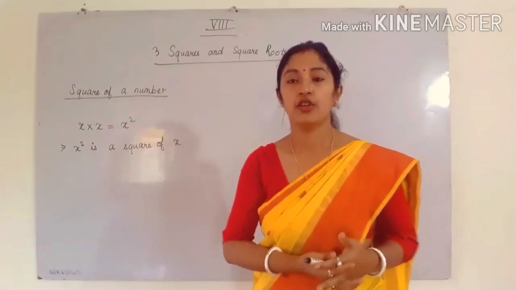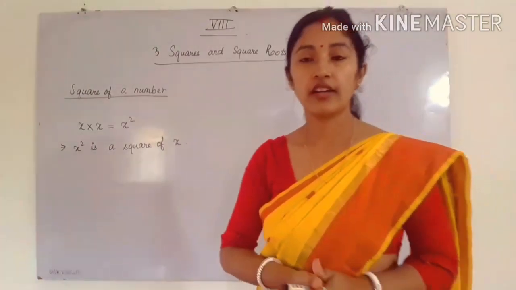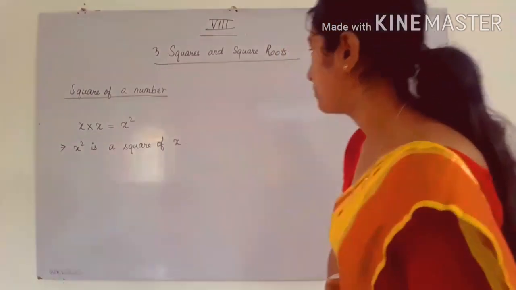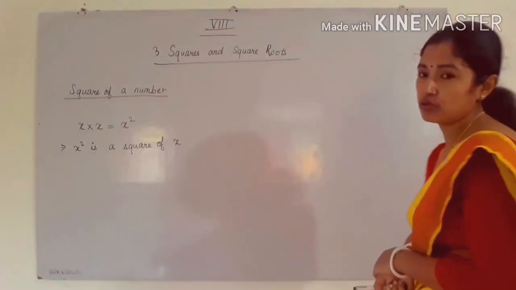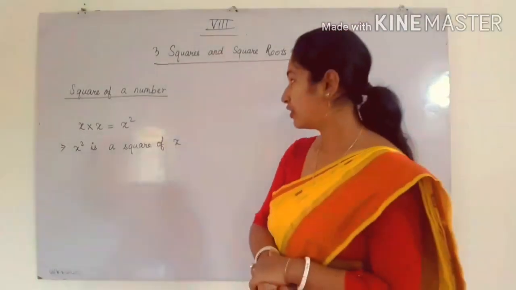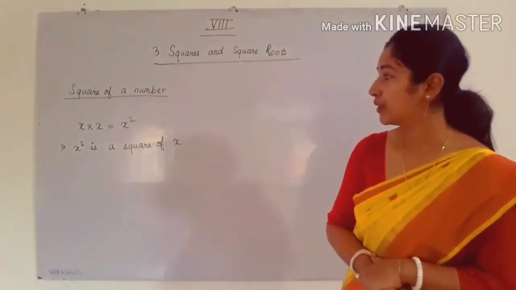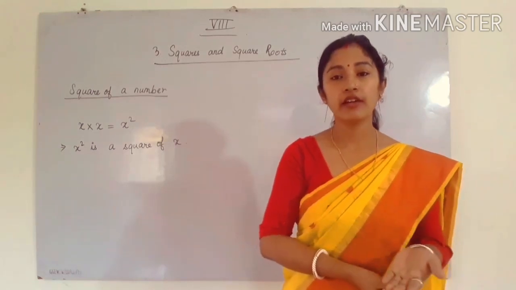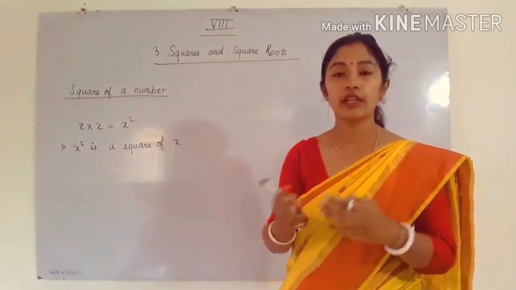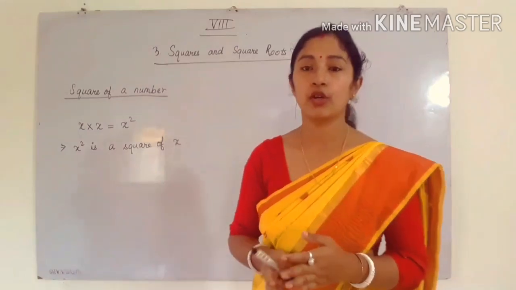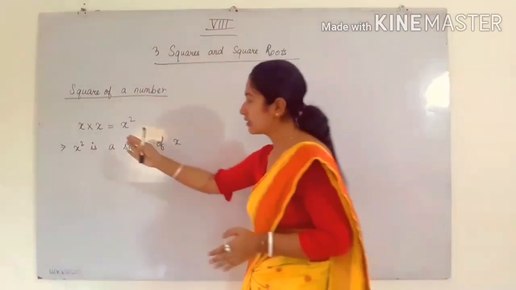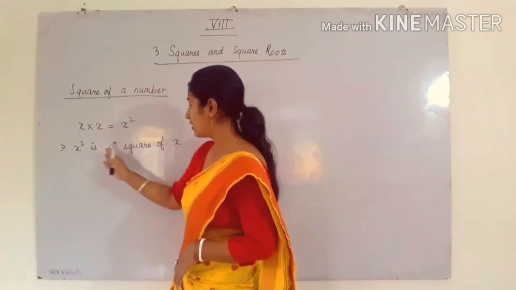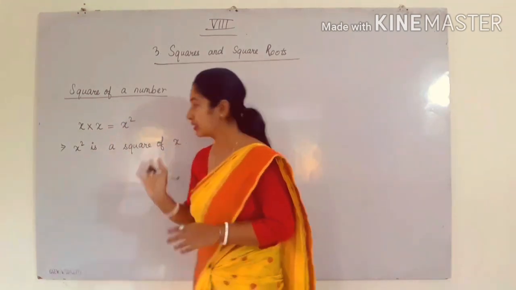of class 8. So today I am going to start the new chapter number 3, and the name of the chapter is squares and square roots. So the first topic is square of a number. So what is square of a number? When a number is multiplied with itself, we get a square of a number. So for example, x into x is equal to x square. Here we can say x square is a square of x.